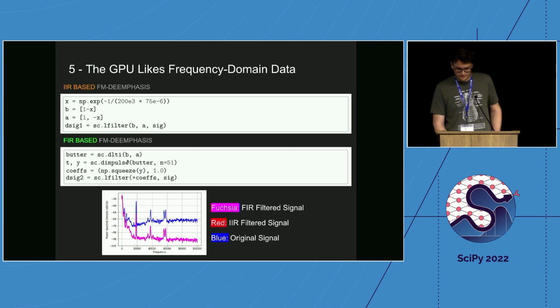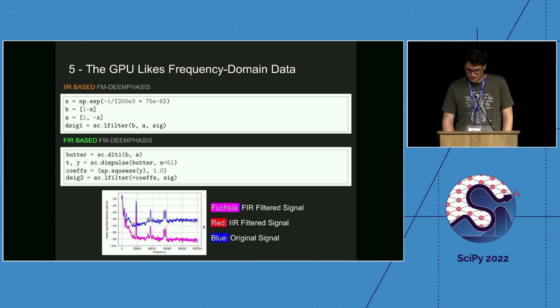Here, in the plot below, the fuchsia and the red are exactly the same. So both implementations do the exact same thing, but the difference is that the FIR filter is much faster than the IIR.